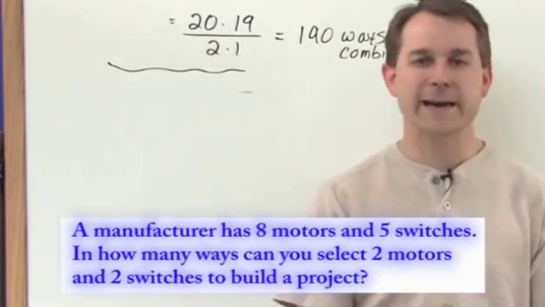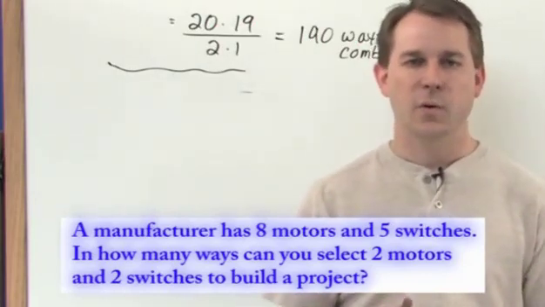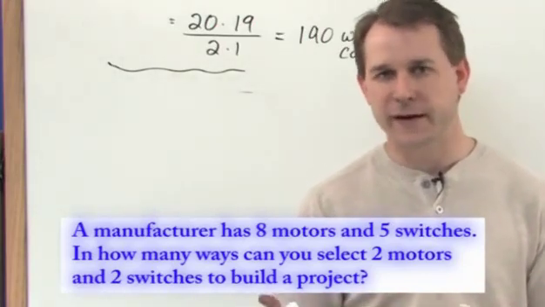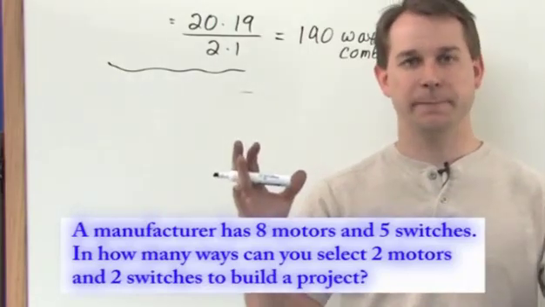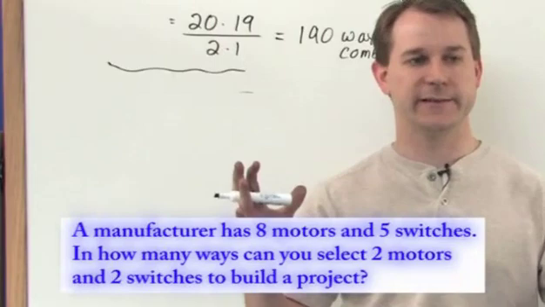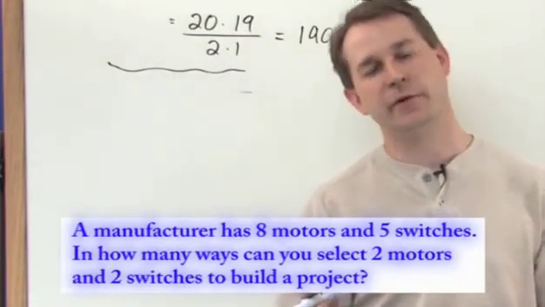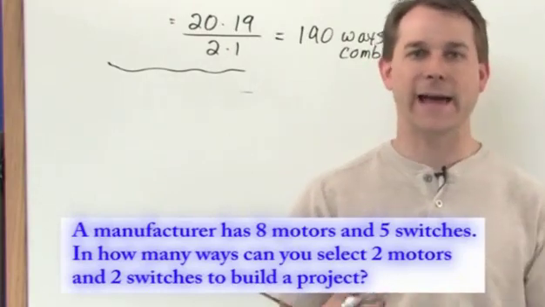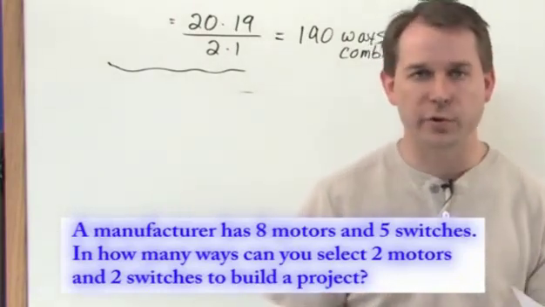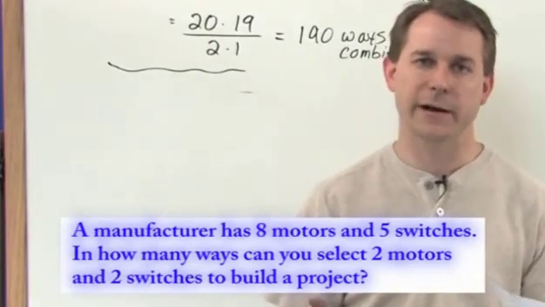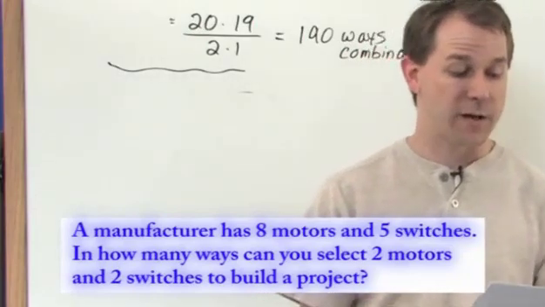You have 8 motors and 5 switches. How many ways can you pick 2 motors and 2 switches? Well, this has nothing to do with a first place or a second place or a specific ordering. If I've got 8 motors out in front of me and my employee picks motor A and motor B, and then some other employee picks motor B and then motor A, that doesn't matter. I'm picking 2 motors at a time. It doesn't matter the order in which I pick the motors. There's no race involved. There's no specific ordering like that. So it's a problem in combinations.